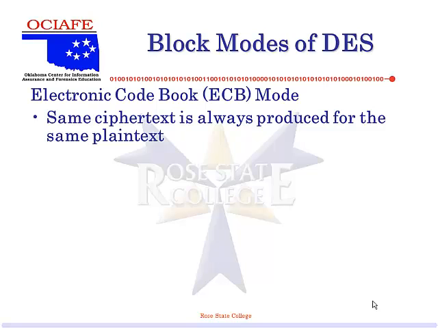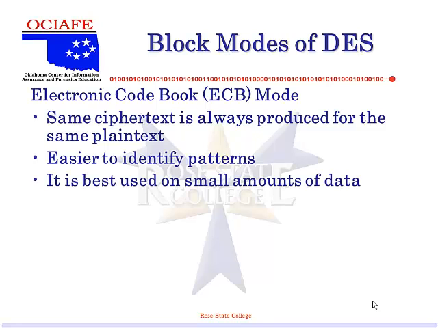What that means is, if I take some plaintext and run it through an ECB mode of DES, we always get the same ciphertext, okay? So I always start with the same plain, I always get the same cipher. Is that good or bad? Bad. That's actually bad, yes. It's easier to identify patterns, okay? It's best when using a small amount of data.